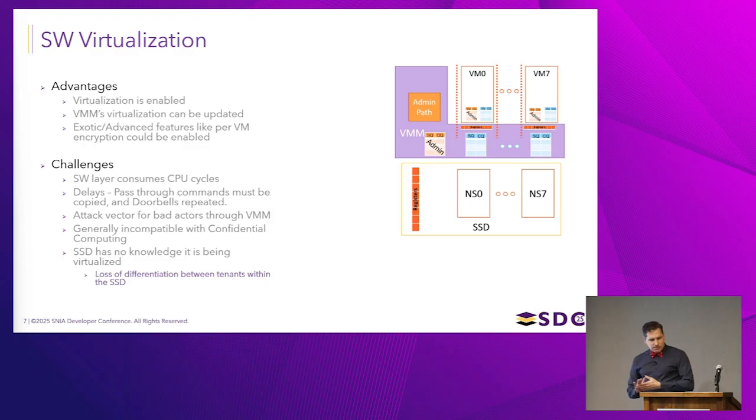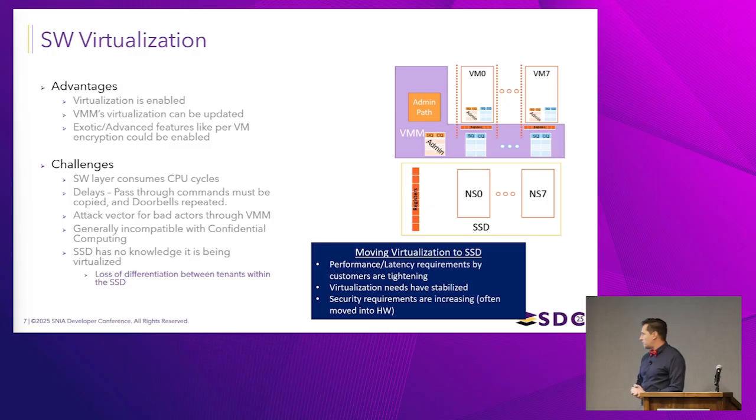And then finally, the SSD has no knowledge that it's being virtualized in this world, which is great because you can use any SSD. It's great for that software ability to play in the playground. But at the SSD layer, we have a loss of differentiation between the tenants. So we are not able to best support the goals depending on what you want to do with these VMs. So I'm going to go through a few examples here and talk about how giving more knowledge of who the tenants are to the drive enables better virtualization and better reaches those goals of the host.